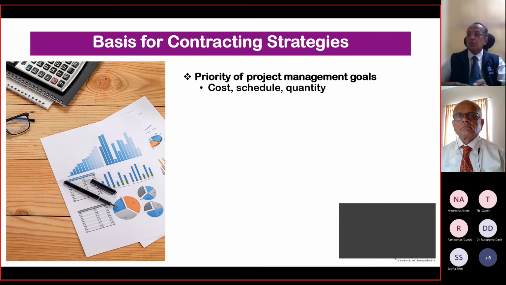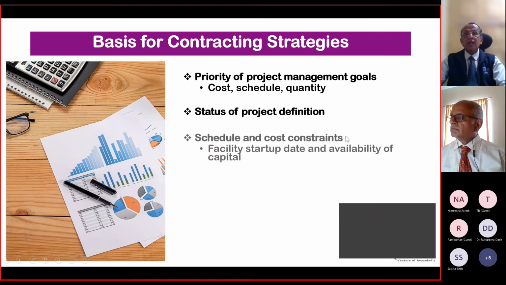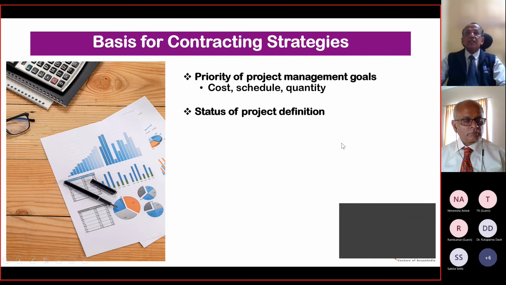So in this, the main objective is to understand the cost of doing the project. Are we in line with the contract or are we deviating from the contract? Then comes the schedule. Are we on track as far as the schedule is concerned? And then comes the quantity. These are very important things, and we will be talking about them as we go along. Then status of project definition. Now when we talk about status of project definition, what it can be.